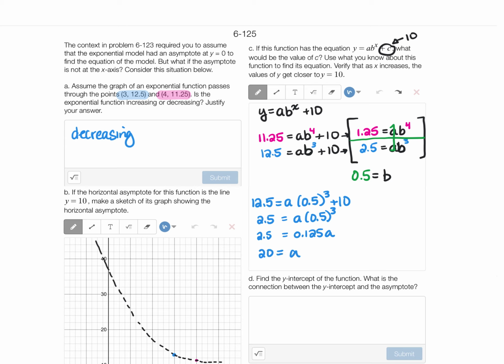So we could write our equation. Okay, so our equation is just going to be given by y equals A, which is 20, times our B value, which is 0.5 or 1/2, to the x power, plus 10. So I could write this either way. I personally like the 1/2 a little bit better, but I would take either one.